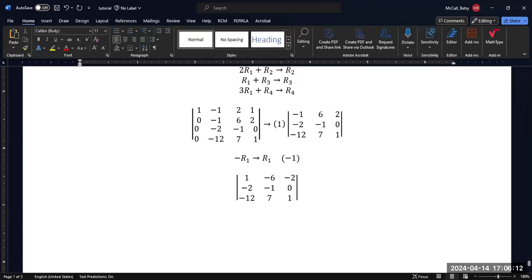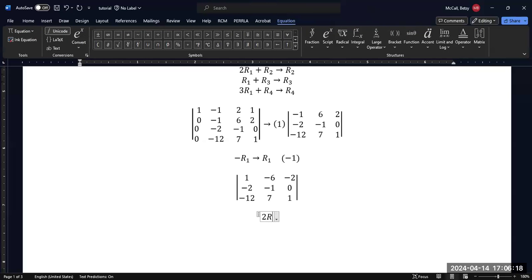So I'm going to say 2 row 1 plus row 2 goes back to row 2, and then 12 row 1 plus row 3 goes back to row 3.